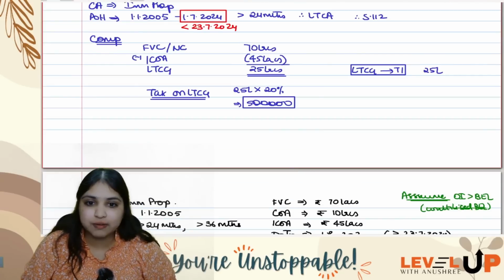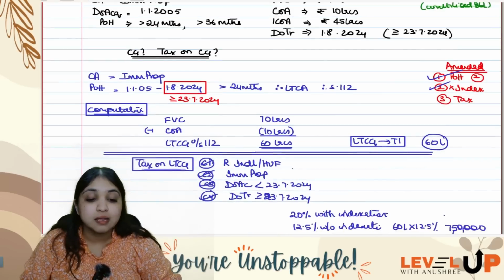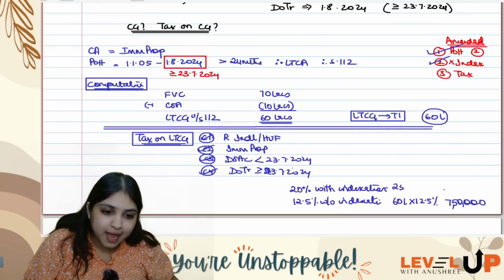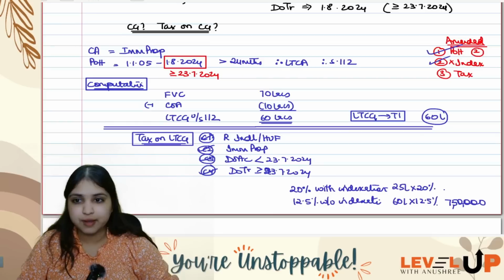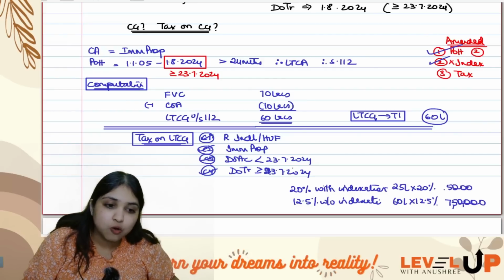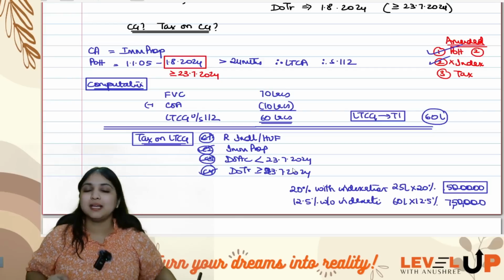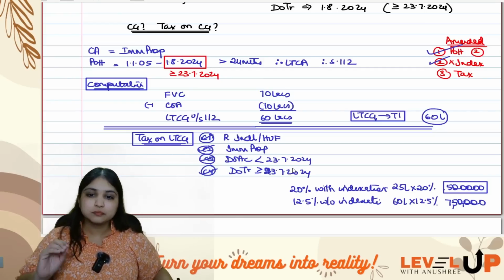With indexation, we've already calculated the capital gains. If I index the cost of acquisition, my capital gains is 25 lakhs. So 25 lakhs into 20% will be how much? 25 lakhs into 20%. This is going to be, oh yes, obviously 5 lakhs. Now out of this, which is lesser? 5 lakhs is lesser. This is what my assessee will pay as tax.